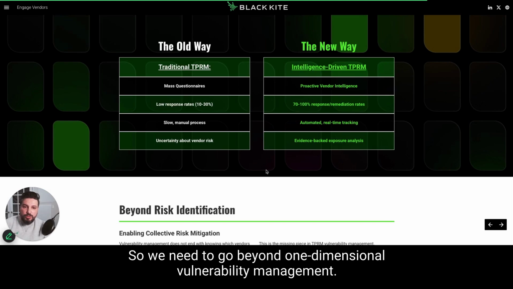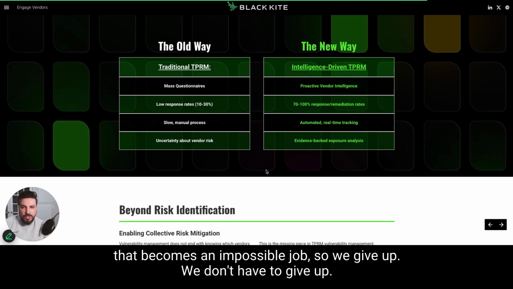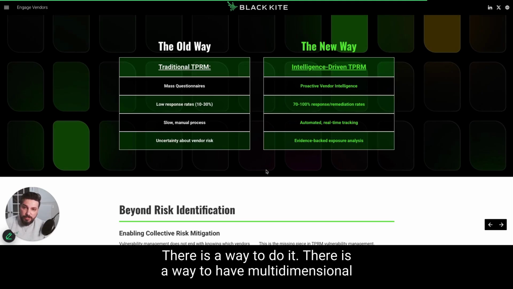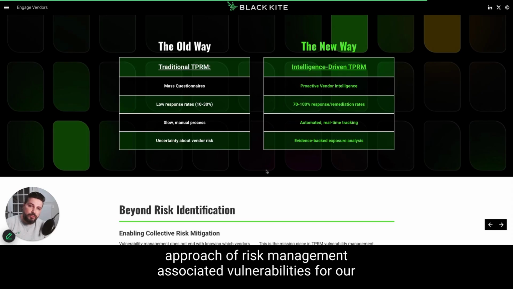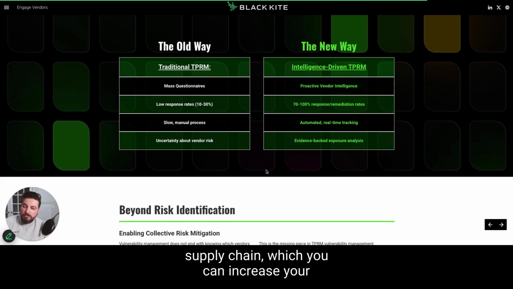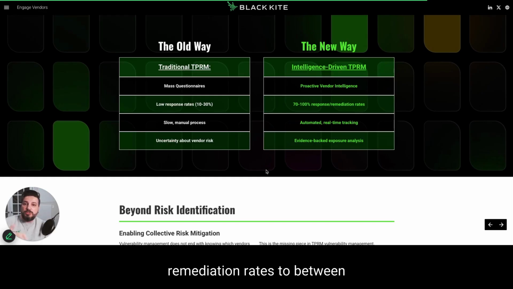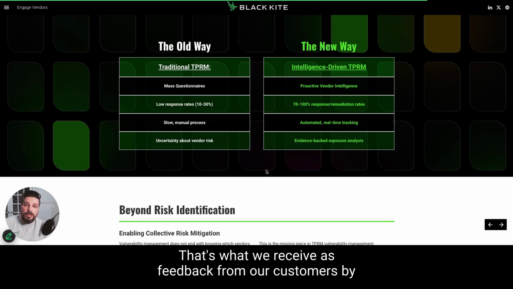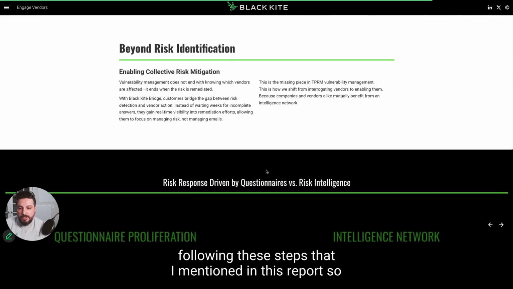So we need to go beyond one-dimensional vulnerability management. When people go with one-dimensional vulnerability management, that becomes an impossible job, so we give up. We don't have to give up. There is a way to do it. There is a multi-dimensional approach of risk management associated with vulnerabilities for our supply chain, with which you can increase your remediation rates to between 70% to 100%. That's what we receive as feedback from our customers by following these steps that I mentioned in this report.